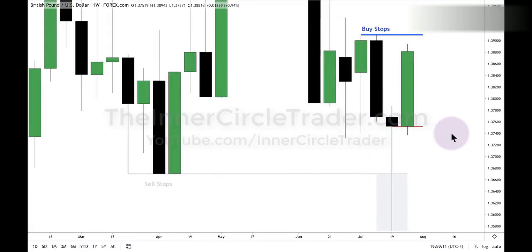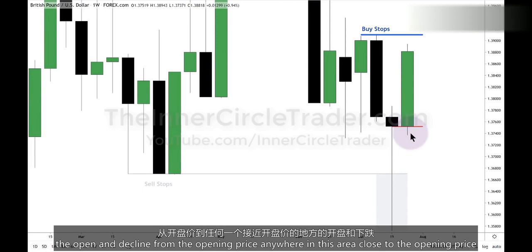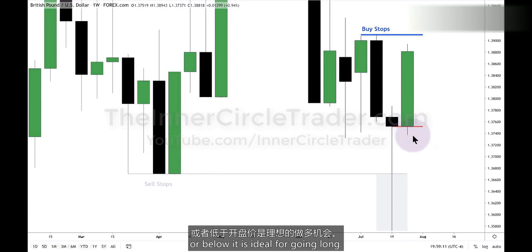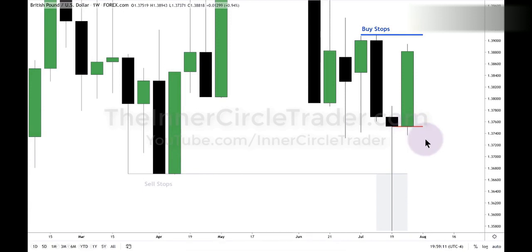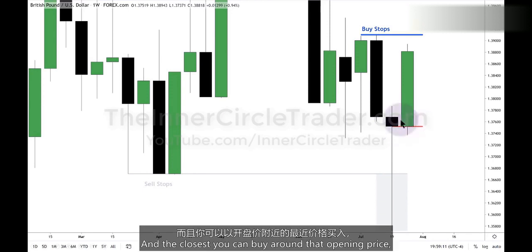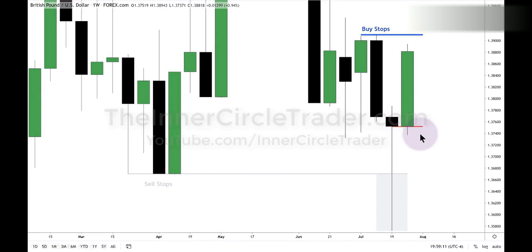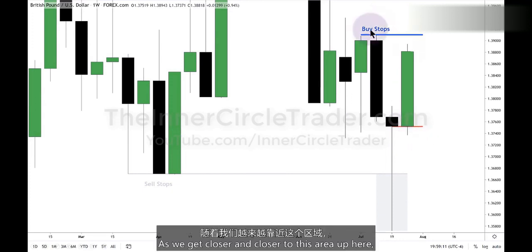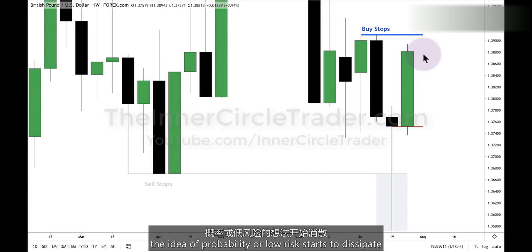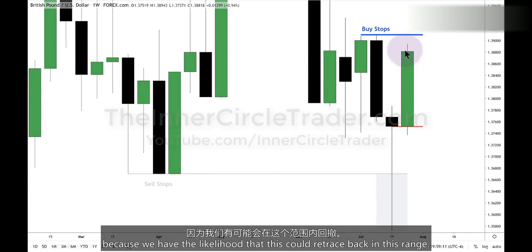So if we zoom in here, I want you to think about the weekly range in the context that the open and decline from the opening price, anywhere in this area close to the opening price or below it, is ideal for going long. This is the cheapest it's likely to get. And the closest you can buy around that opening price, the better. As we get closer and closer to this area up here, the idea of probability or low risk starts to dissipate because we have the likelihood that this could retrace back in this range.